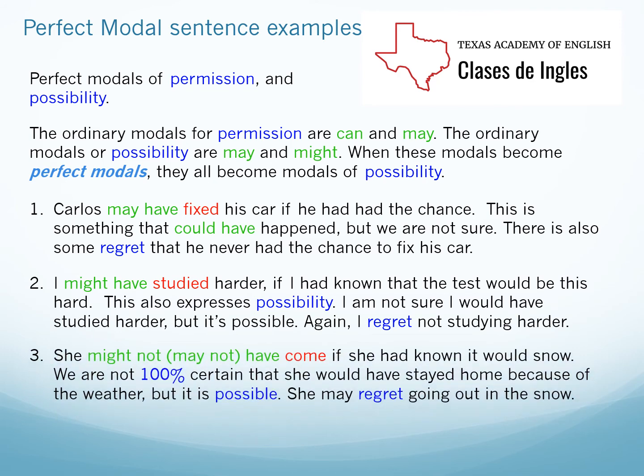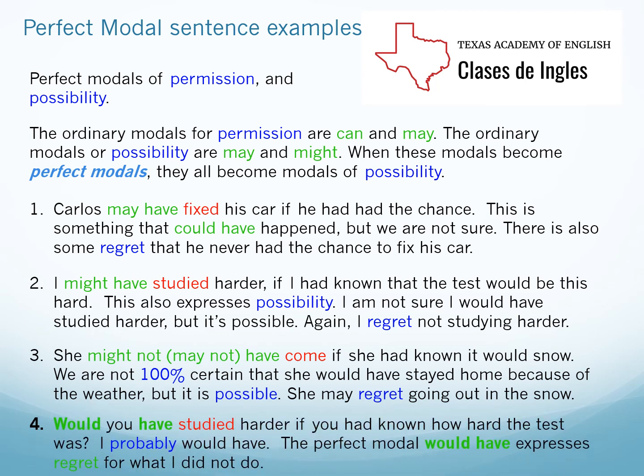And another example is: she might not or may not have come if she had known it would snow. So we are not 100% sure that she would have stayed home because of the weather, but it is possible. She may regret going out in the snow.